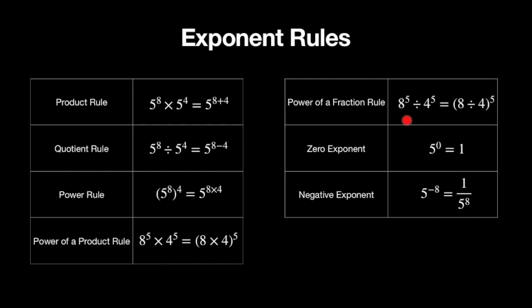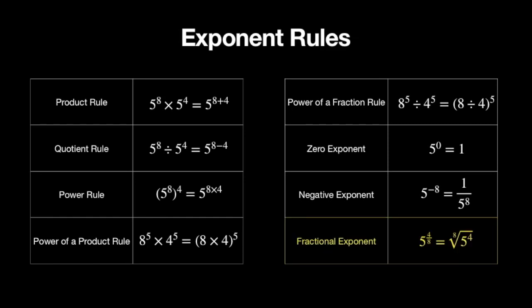The same applies to division. Same exponent, different bases, divide the number. So that's how you can simplify. Anything to the 0 power is always going to be 1. And whenever you have a negative exponent, so in this case 5 to the negative 8, that's going to be the same as 1 over 5 to the 8th power.